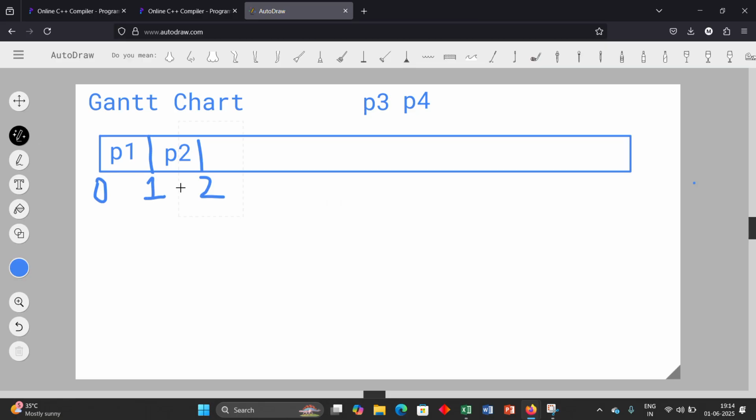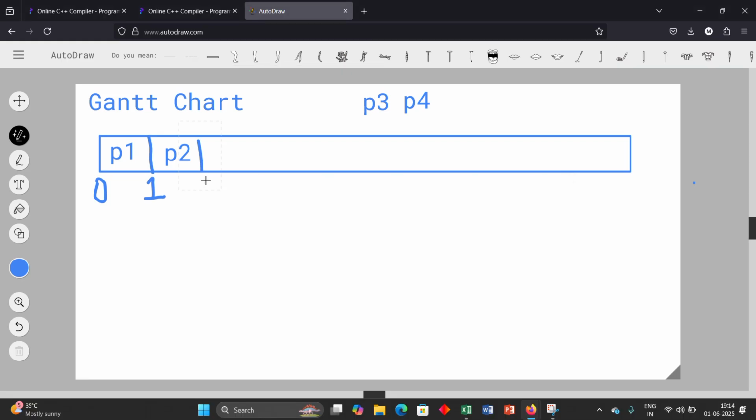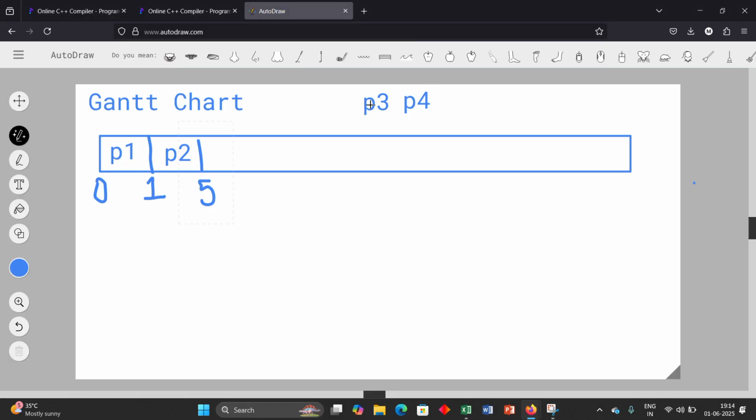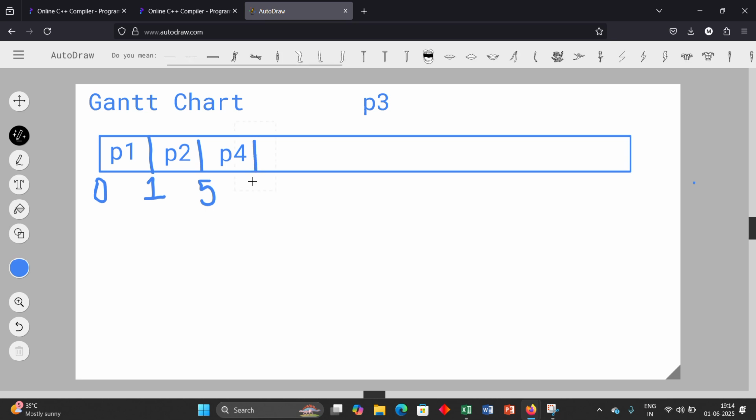So P2 will complete its execution. Instead of working till 2 seconds, it will complete 4, so it will execute from 1 to 5. And after that, we have three processes in the ready queue, P1, P3 and P4. P1 remaining time is 7 units, P3 is 9 and P4 is 5. So P4 has the smallest. So P4 will get the CPU and P4 will execute for 5 units of time, up to 10 seconds.